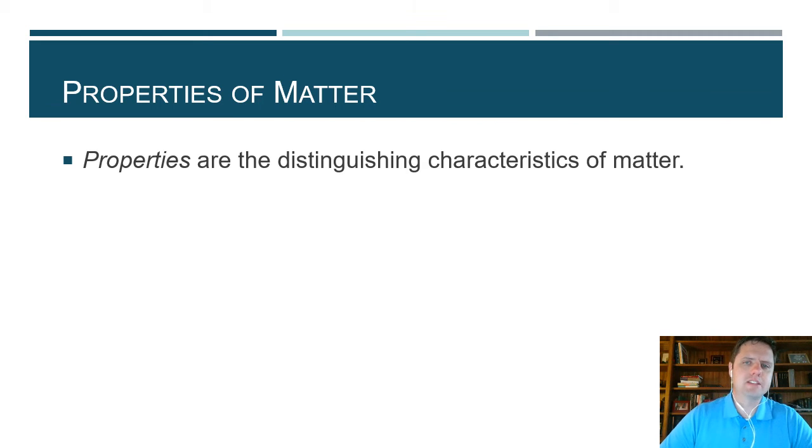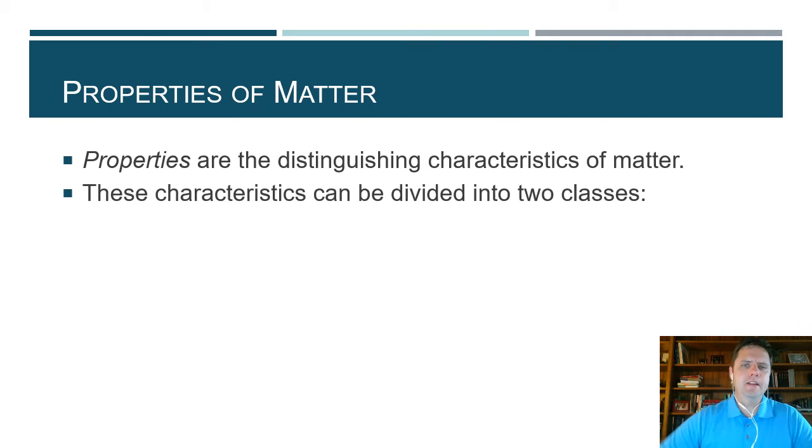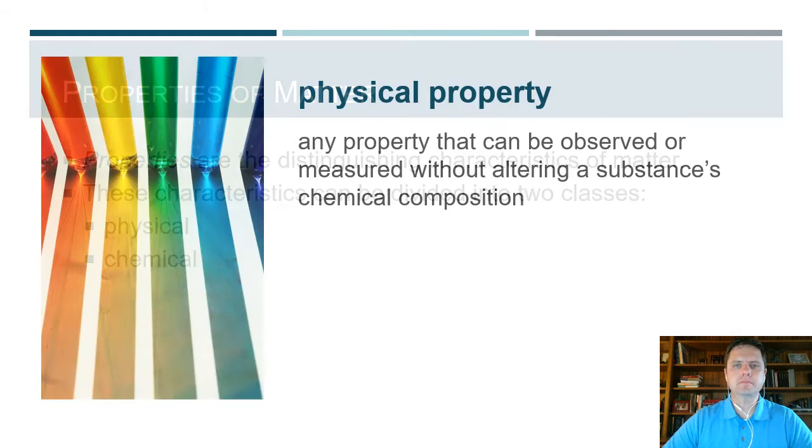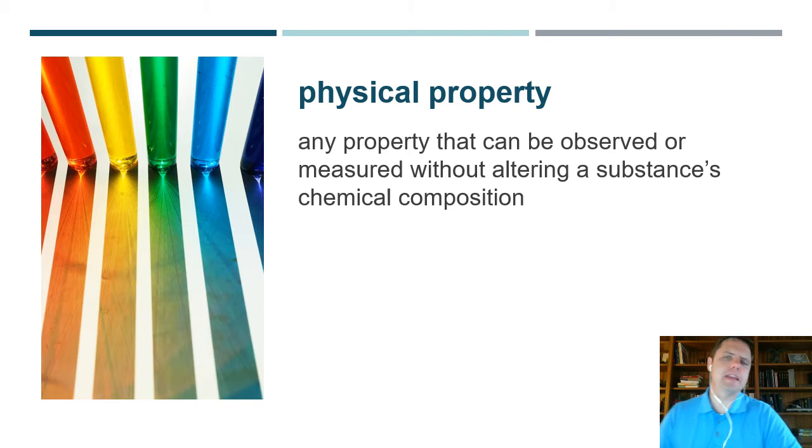So properties are the distinguishing characteristics of matter. The characteristics can be divided into two main classes. There are those characteristics that are physical in nature and those which are chemical in nature. So we have physical and chemical characteristics of all of matter, or properties of matter. A physical property is any property that can be observed or measured without altering a substance's chemical composition. And I'm going to give you some examples of that.